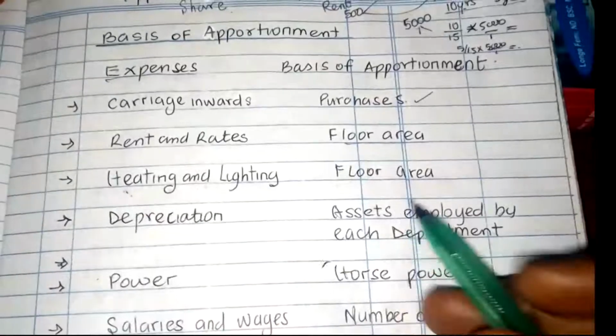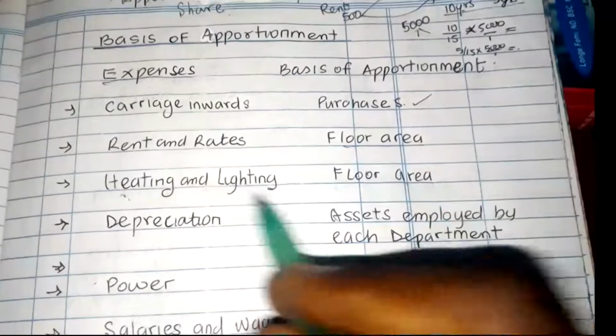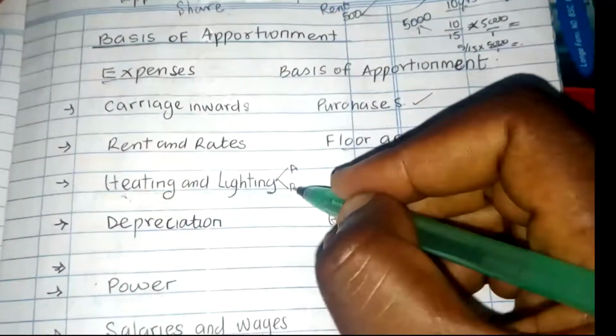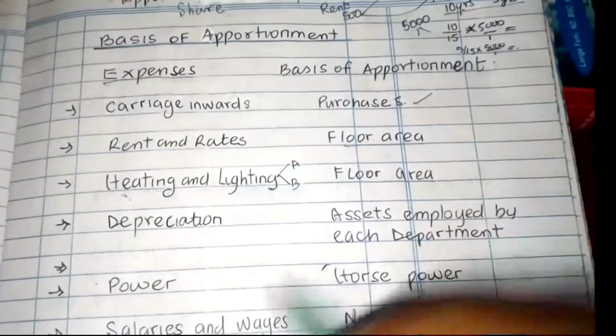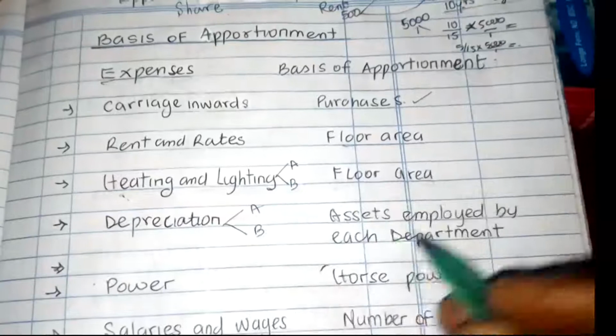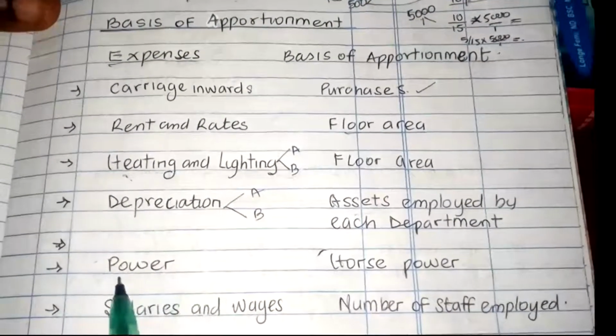Rent and rates is 20,000 naira. Assuming the floor areas are: for X, 2 over 5; for Y, 1 over 5; and for Z, 2 over 5. Use appropriate bases to apportion the expenses.